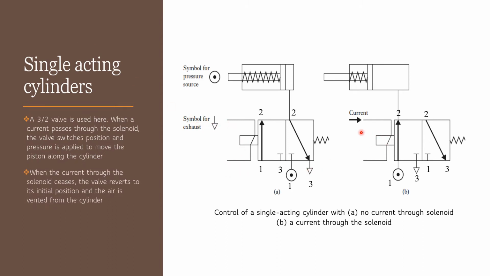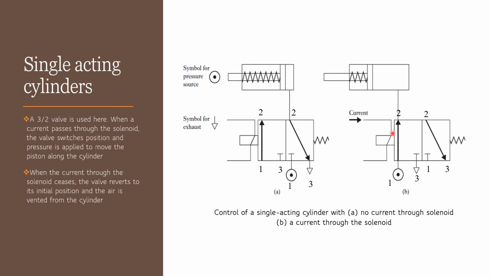Now in the second case, when there is current through the solenoid, the valve switches positions, as you can see. Here the valve switches the position and the flow is between port 1 and port 2. Port 1 is connected to a pressure source, which could be compressed air or a fluid. This highly compressed air or fluid will press the piston in the cylinder through port 2. As a result, the piston moves and will compress the spring.